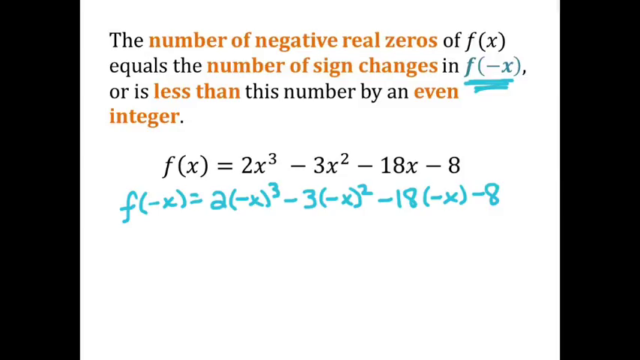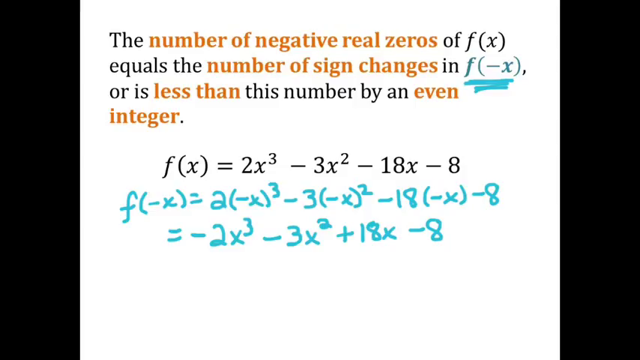If I cube negative x, then it stays negative. And so I end up with a first term here of negative 2x cubed. If I square negative x, it turns into a positive, and then times negative 3. So that's just going to stay negative 3x squared. Then I have negative 18 times negative x, which would become plus 18x. And then finally minus 8. So I've plugged in negative x.